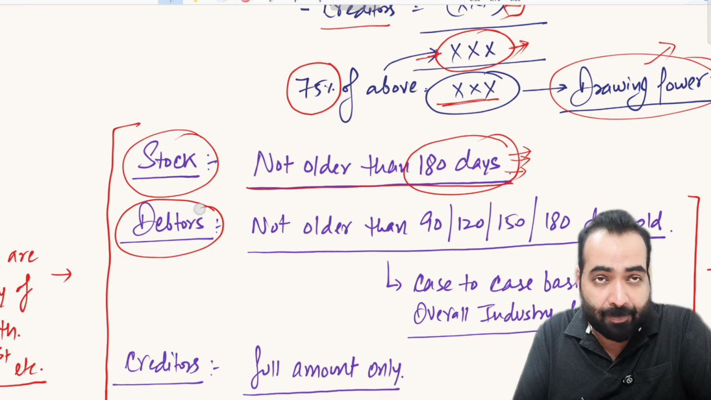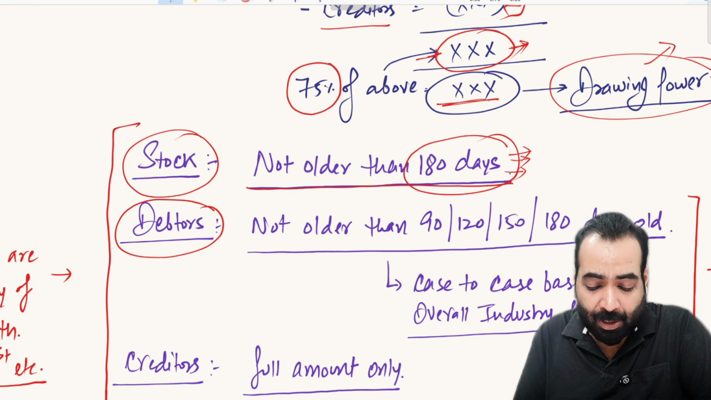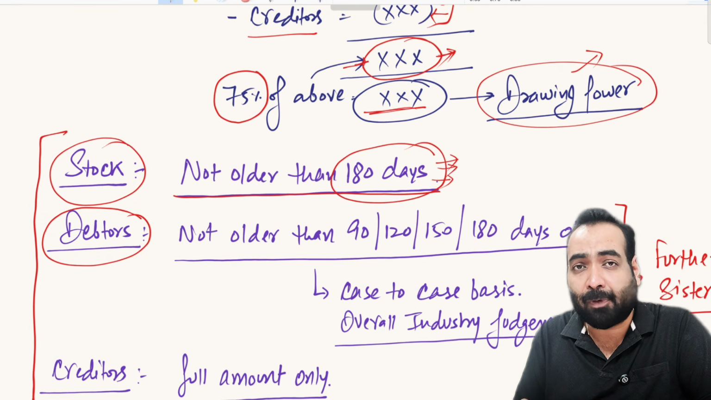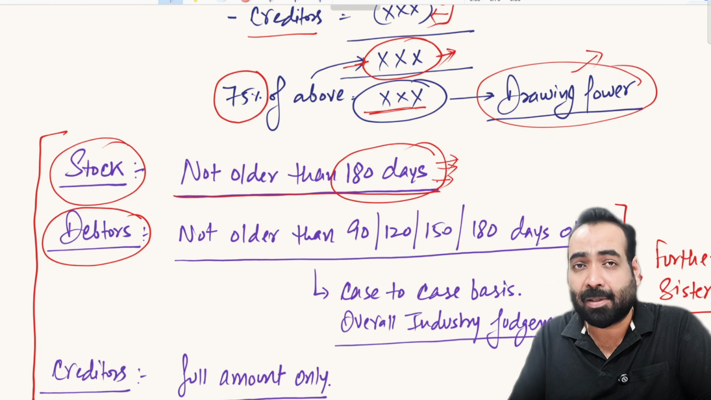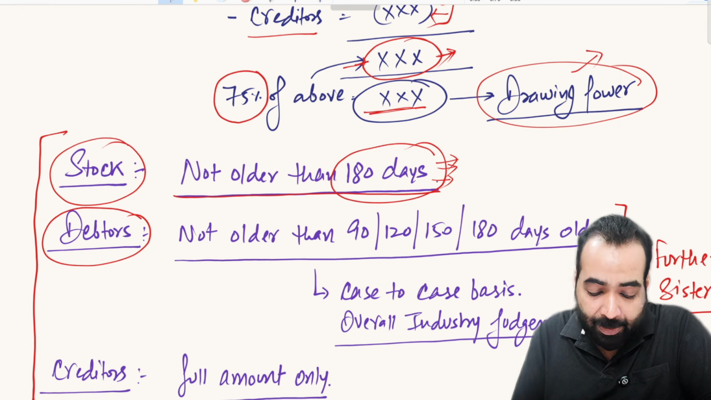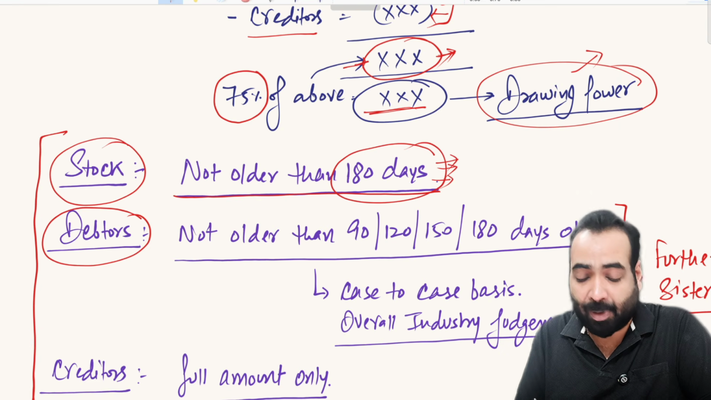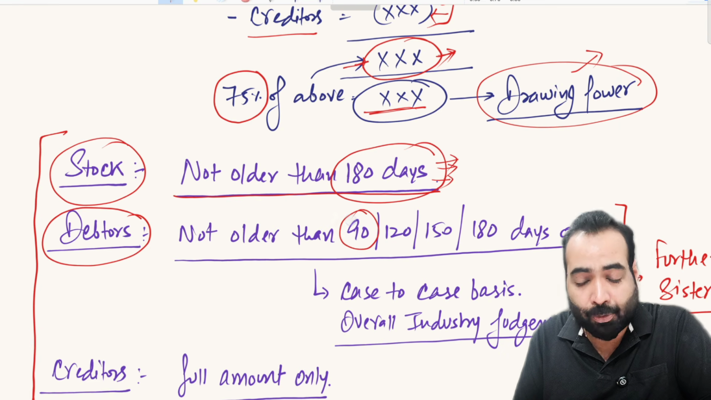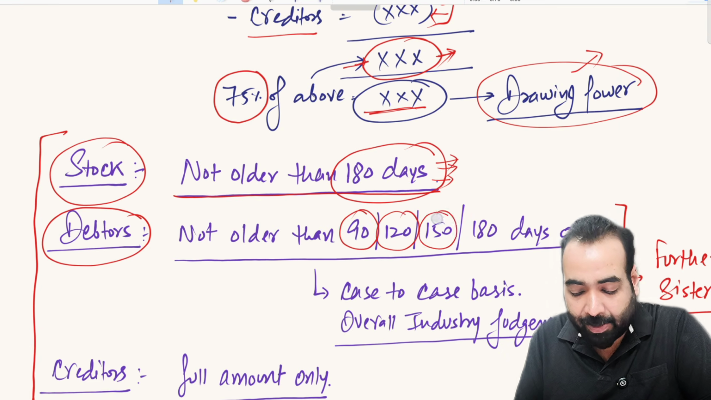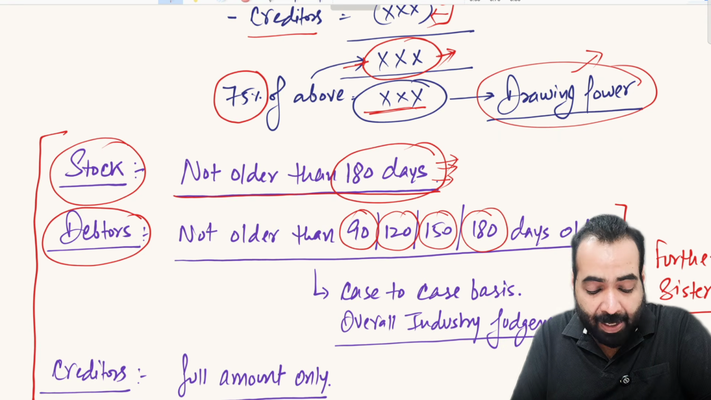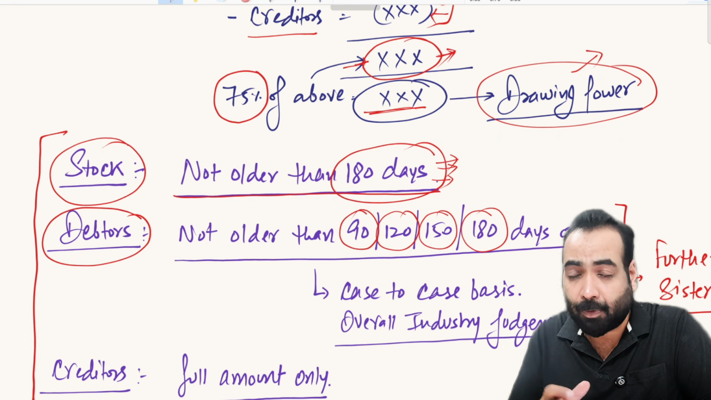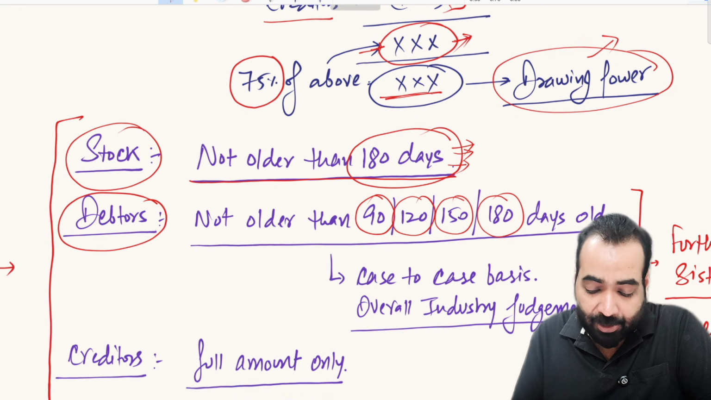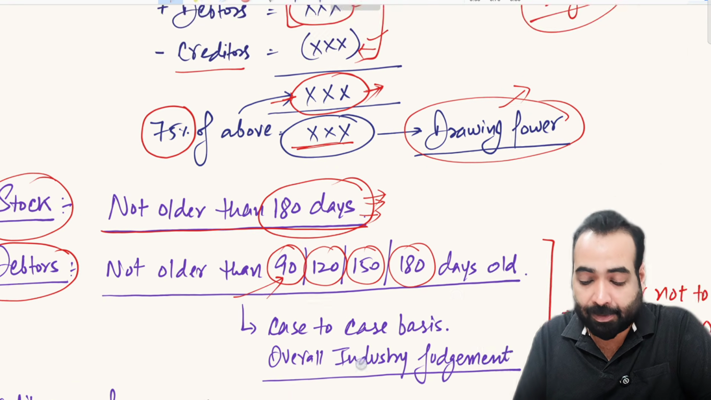Then your debtors. Once you have sold that stock, you have to recover the payments from your customers as well. Banks may allow, depending upon the business model, industry to industry, a different timeline to recover your payments. They may allow 90 days, 120 days, 150 days, 180 days, right? Generally it is considered as 90 days.